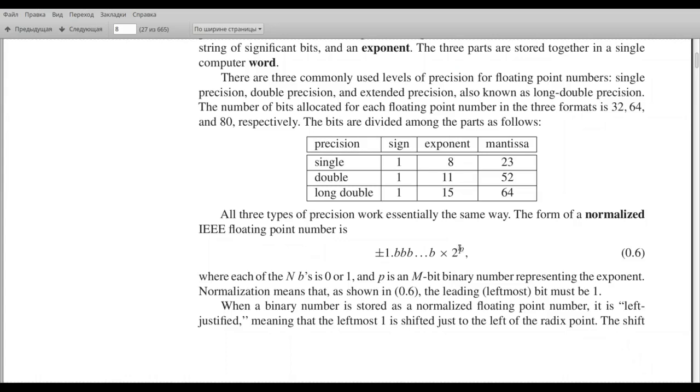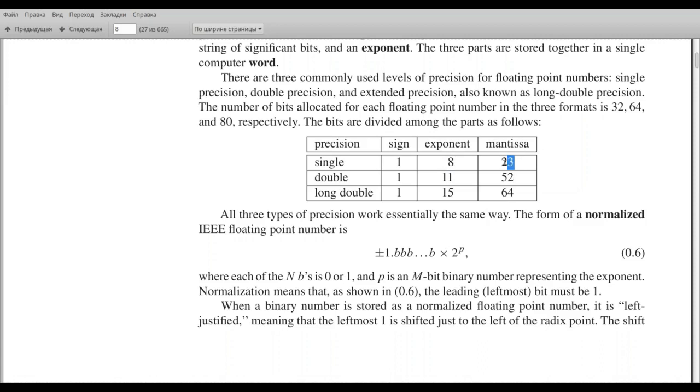To store the power of 2, we are using a different number of exponent bits, and this gives us the range of representation of the numbers. The smaller the power, the smaller the maximum and minimum numbers which we can represent.